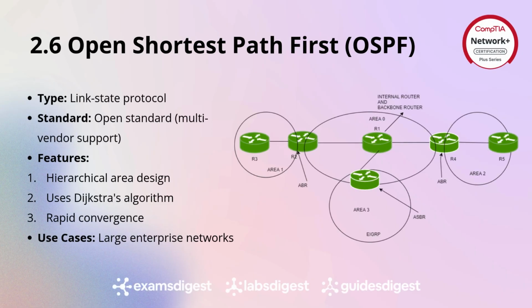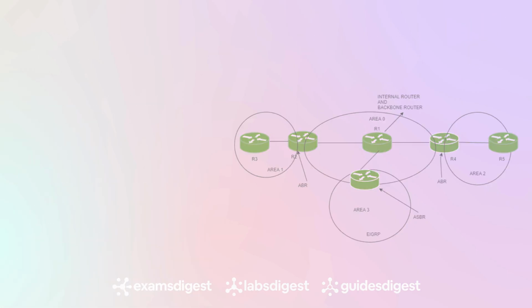Open Shortest Path First. OSPF stands for Open Shortest Path First and is a widely used link state routing protocol. It's like having a detailed city map that always knows the shortest path to your destination. OSPF builds a complete topology of the network and uses Dijkstra's algorithm to calculate the shortest path. One of the advantages of OSPF is that it's an open standard, so it can be used in multi-vendor environments.